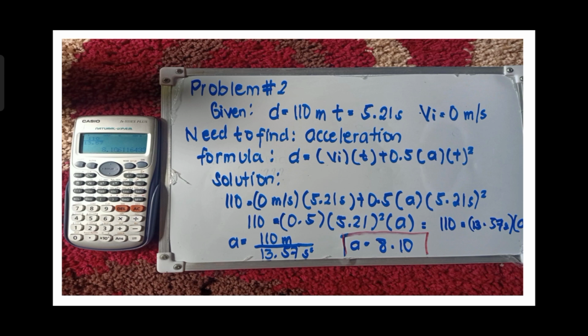What we need to find is acceleration, and the formula is distance is equal to initial velocity times time plus 0.5 times acceleration times time squared. So the solution and substitution. So let's substitute. 110 is equal to 0 meters per second times 5.21 seconds plus 0.5 times acceleration times 5.21 seconds squared.